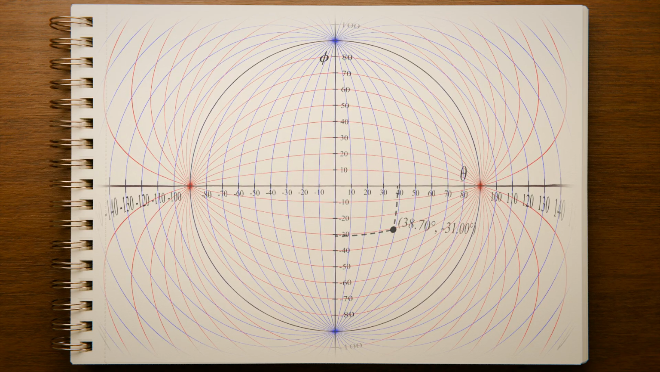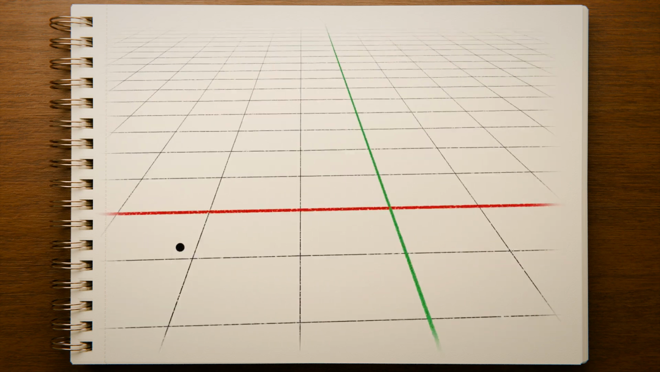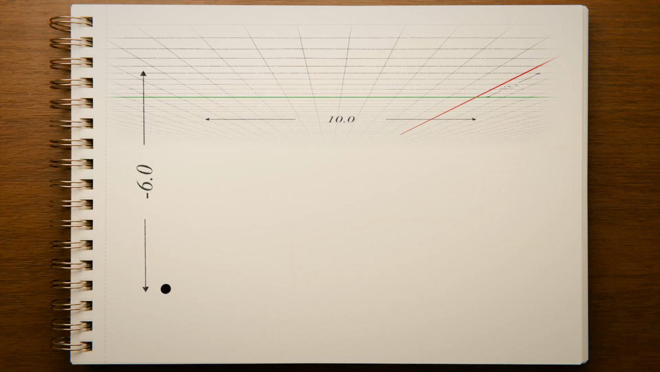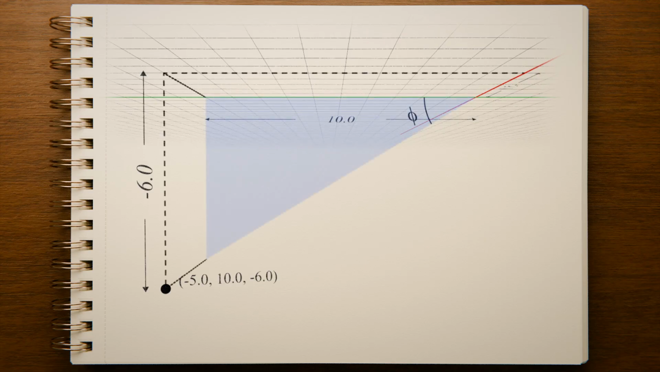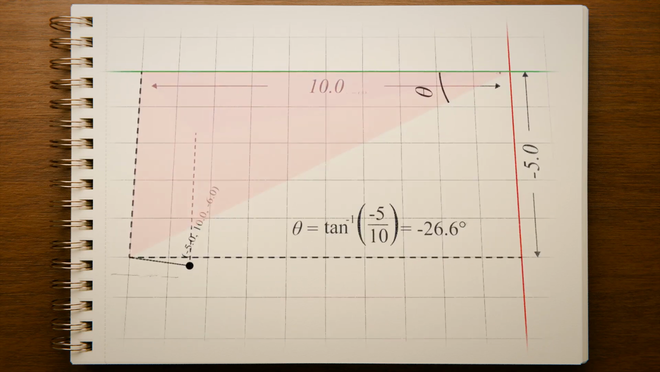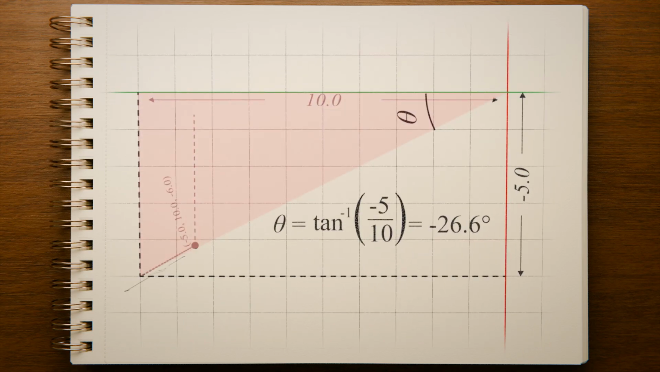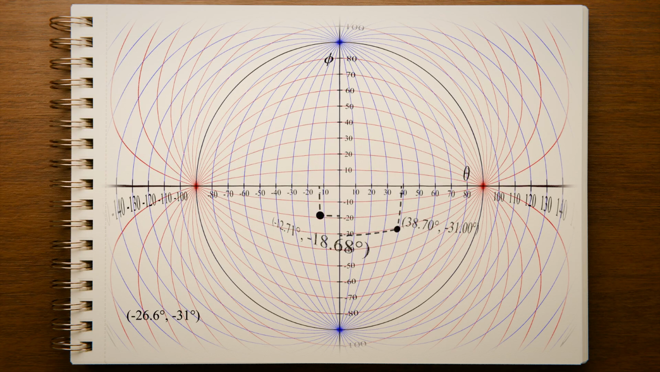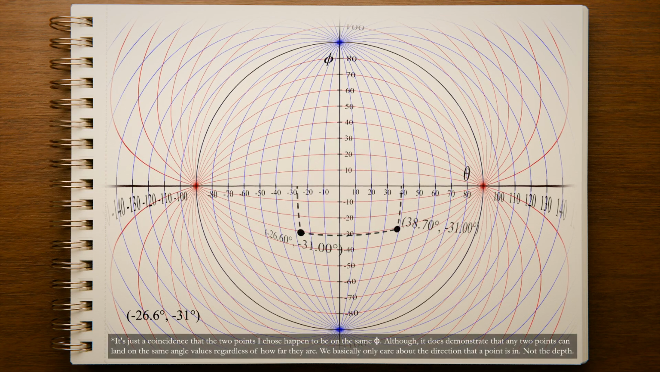Now just for clarity, let's try a different point. Let's say there's a point 5 meters to the left, 10 meters forward, and 6 meters down. That gives us the rectangular coordinate negative 5, 10, negative 6. If we calculate theta and phi, we should get the following. And so we can place the point right here on the grid. And that right there is essentially how we use this point projection method. It's really just like a little 3D to 2D conversion.